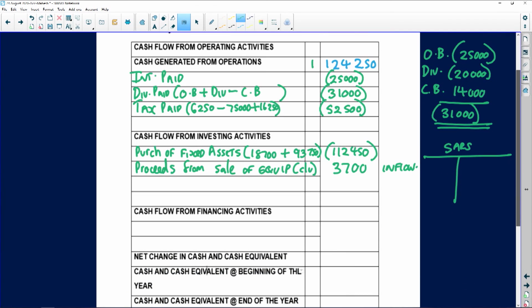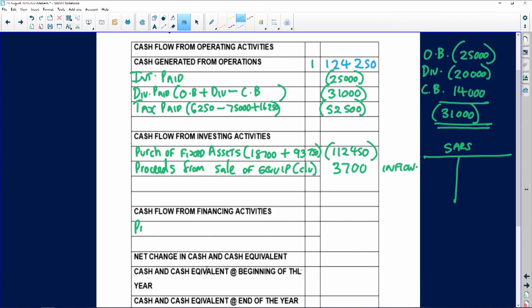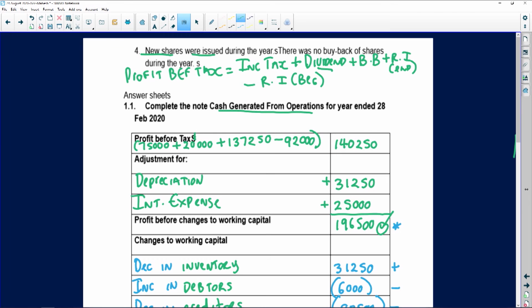Right, I've got just over a minute left, so I want to quickly try and do cash flow from financing activities. Obviously, you guys can add up, so I'm not really worried about that too much. So proceeds from sale of shares. Let's see if we can do this very quickly. There's no buyback, so this is very, very straightforward. Right, if I go to my additional information, new shares were issued during the year, and as I mentioned, there was no buyback of shares.